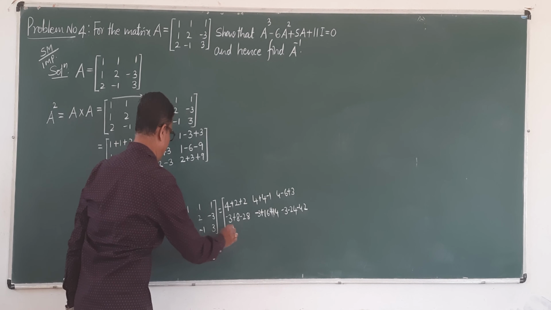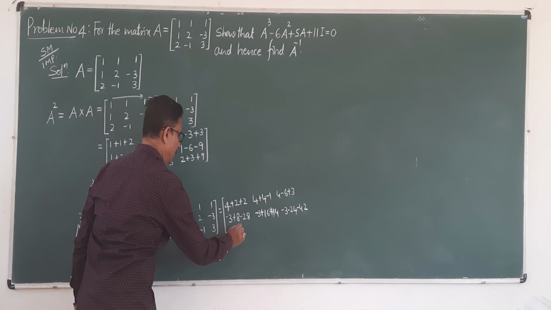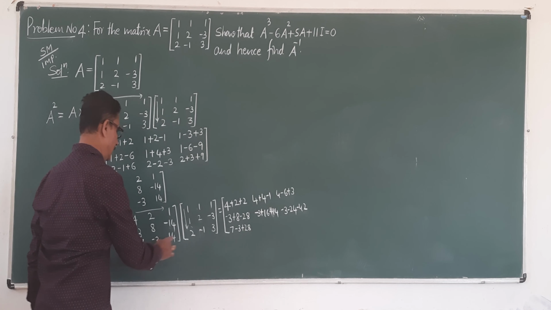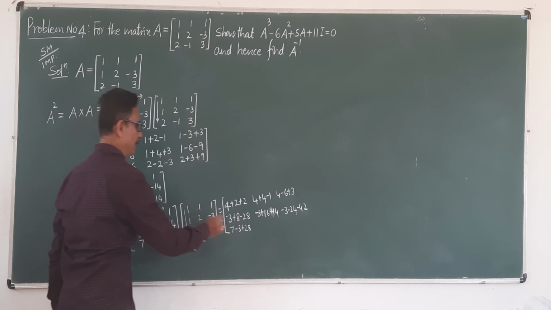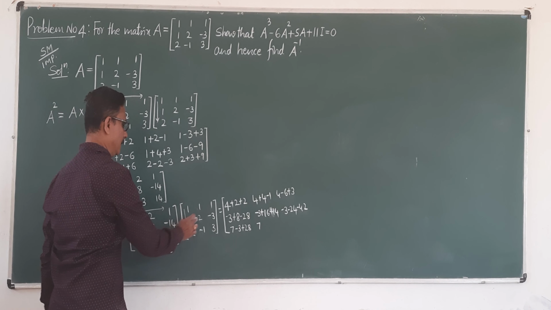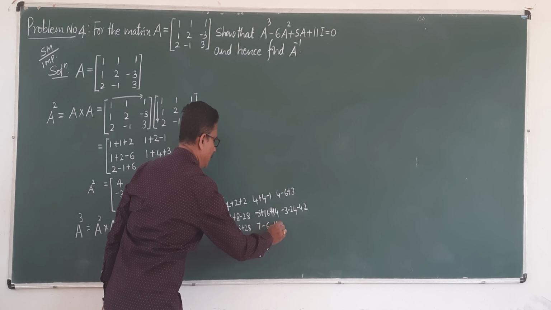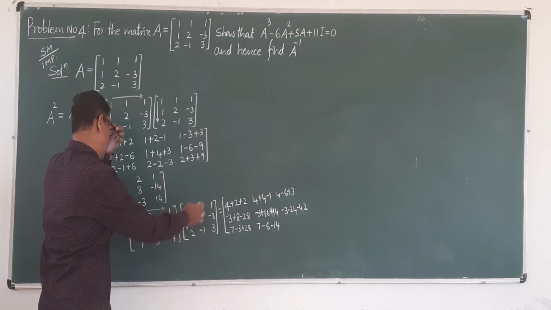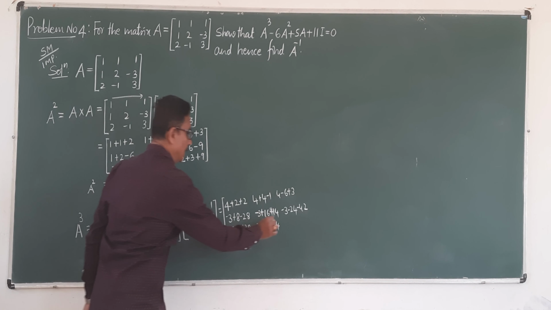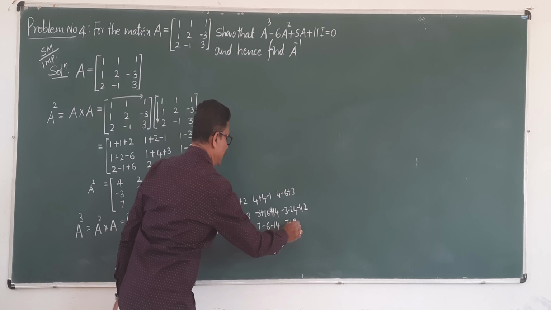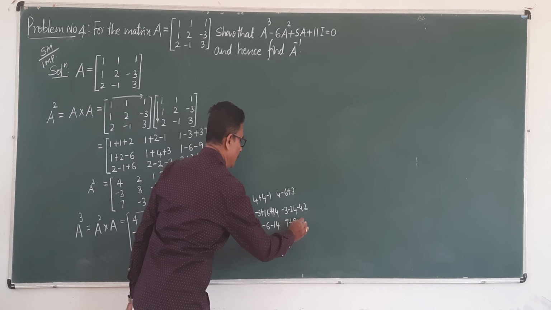7 into 1 is 7, minus 3 into 1 is minus 3, 14 into 2, 14 2s are 28. Third row by second column: 7 into 1 is 7, minus 3 into 2 is minus 6, 14 into minus 1 is minus 14. Third row by third column: 7 into 1 is 7, right? Minus 3 into minus 3 is plus 9, 14 3s are 42.